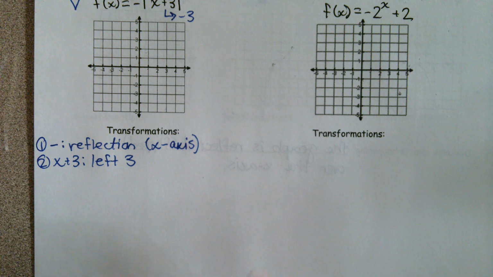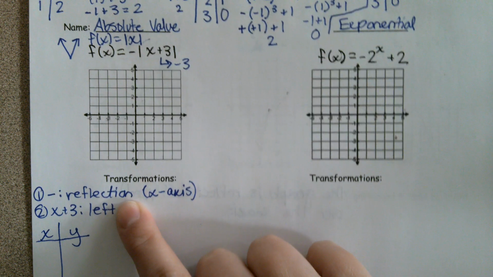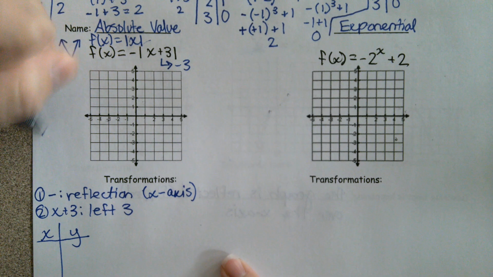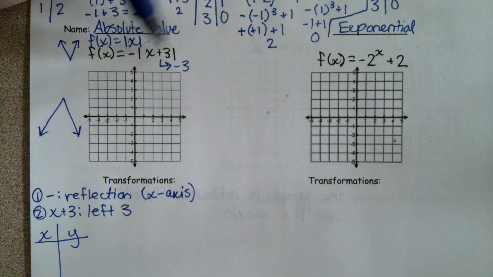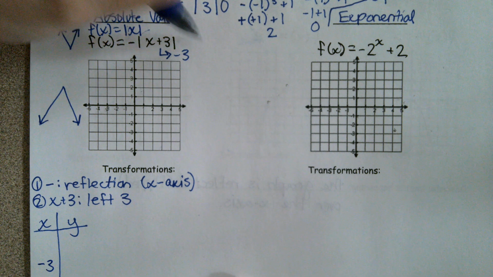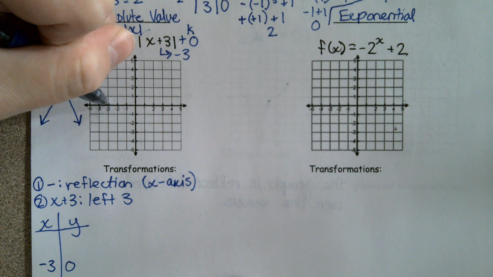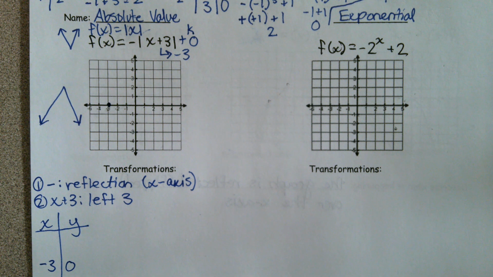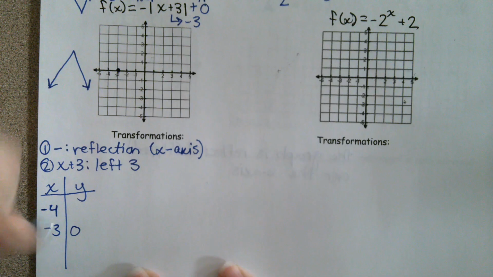All right, now I'm able to make my graph. And before I forget, since this is a reflection, this V is going to be pointing downward. Something to think about. First point I need is my vertex. So I look. Inside I've got that negative 3. And then outside I don't have anything. So what would be in the K spot is actually just a 0. So we have negative 3, 0. Now I need a point to the left and a point to the right. So I'm going to use negative 4 and negative 2.